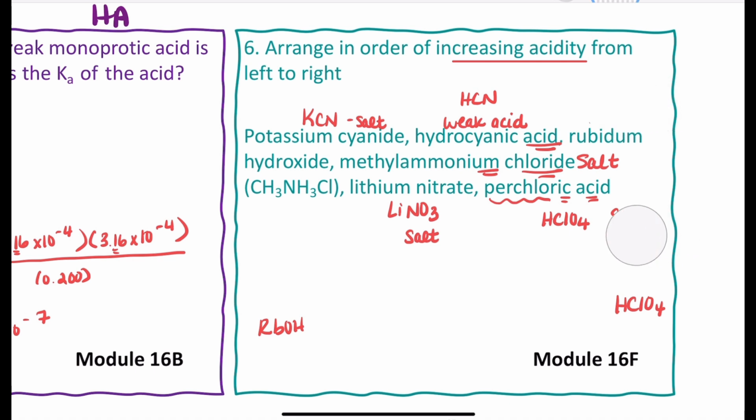So for ease, I'm going to erase a little bit of what I wrote so that we can stop focusing on those ones. And I'm going to cross them out. Try to simplify this list for my brain. Okay, now I've got KCN, HCN, lithium nitrate and CH3NH3Cl. Okay, hold on. I'm making sure I'm not missing something.